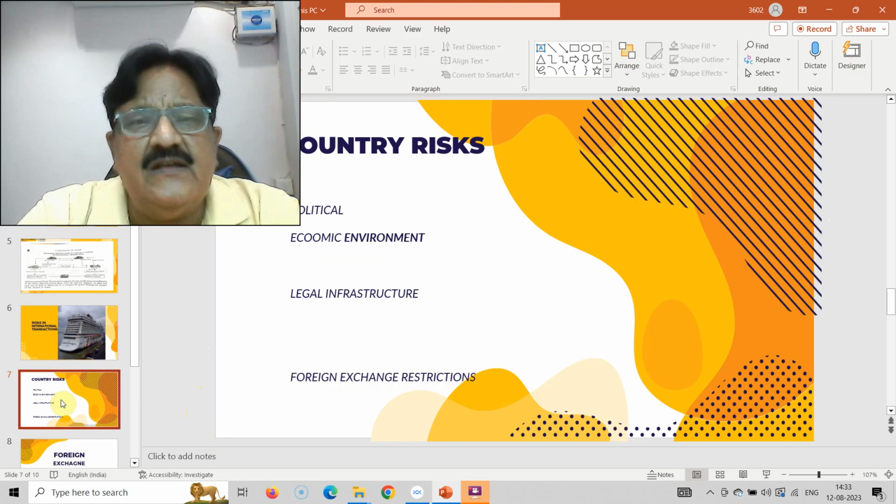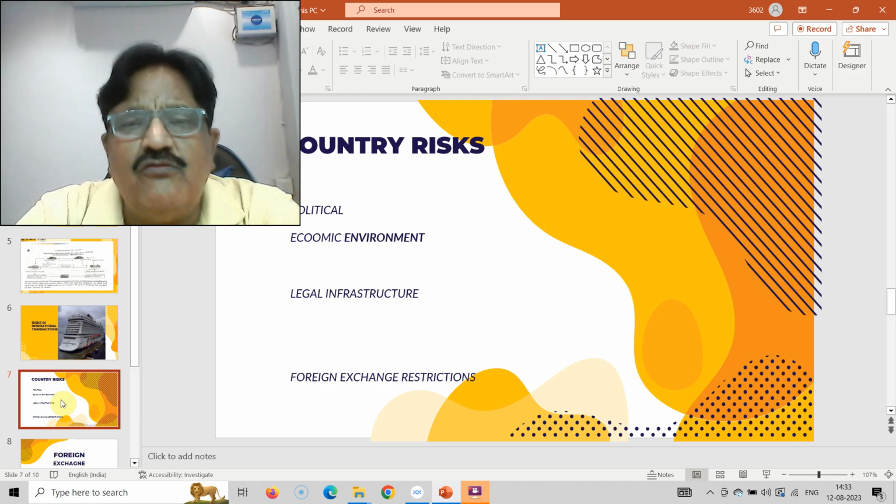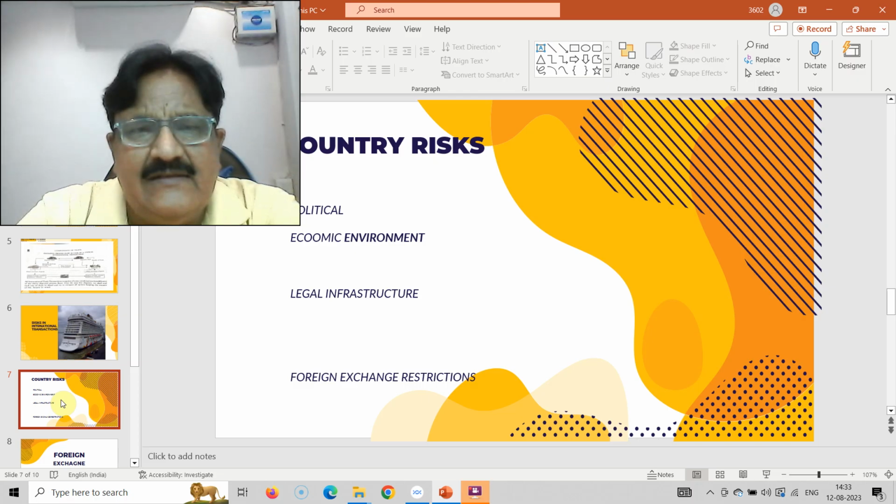So you can see here, country risk includes political and economic environment, legal infrastructure, and foreign exchange restrictions that may be imposed there. So these are the things an exporter has to account for before he ships goods to those countries where the buyers are staying. So this all comes under country risk, right?